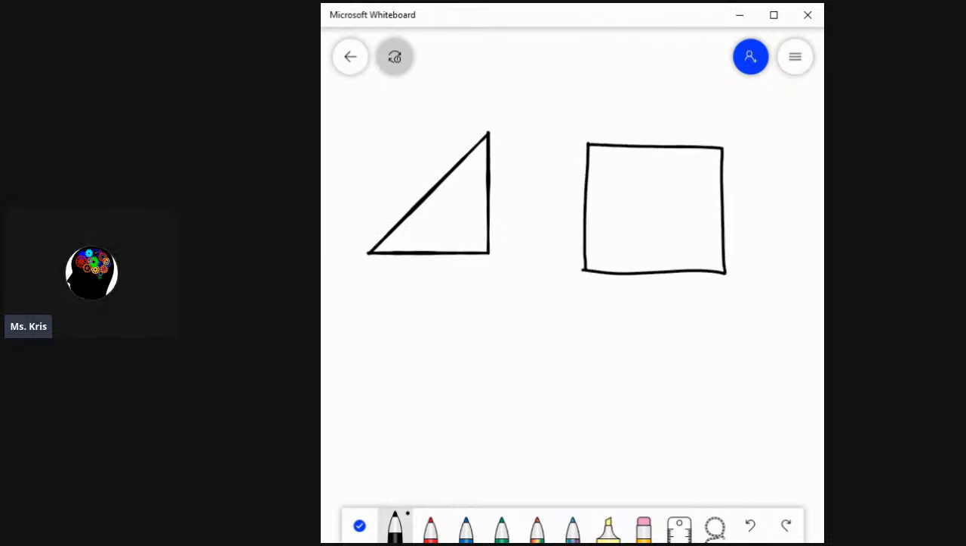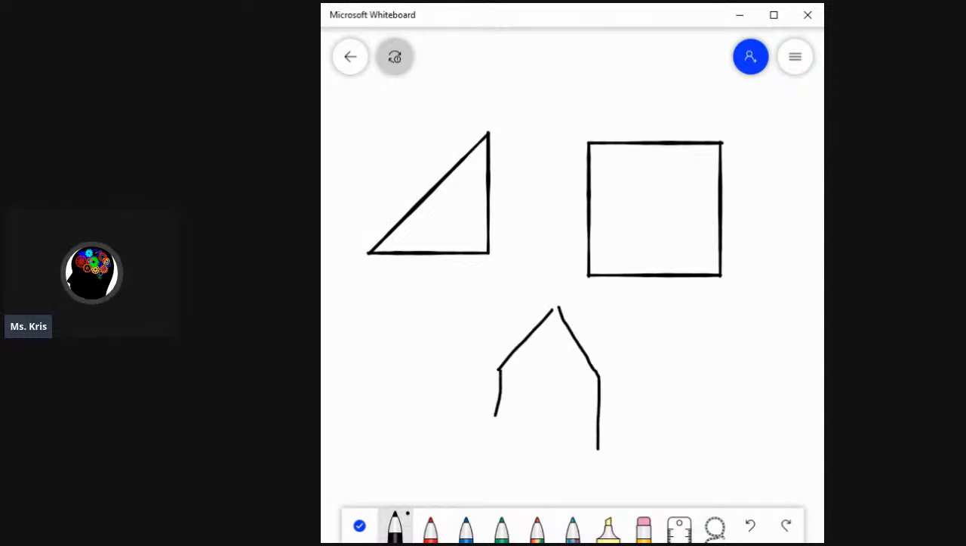Quadrilateral, which is a square, rhombus, trapezoid, all that good stuff. Quadrilateral means that it's 4 sides, 4 sides, 4 angles. Penta, and please excuse it in advance. Pentagon. Pentagon, penta, 5. 5 sides, 5 angles.